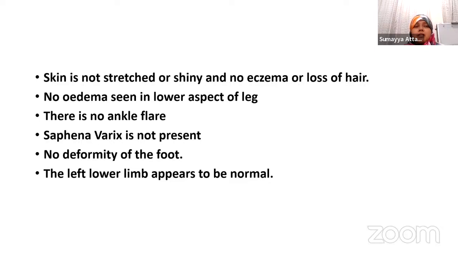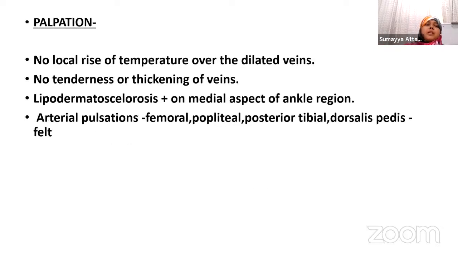There is no ankle flare. Saphena varix is not present. No deformity of the foot is seen. The left lower limb appears to be normal. On palpation, no local rise of temperature over the dilated veins, no tenderness or thickening of the veins. Lipodermatosclerosis is present on the medial aspect of the ankle region. Arterial pulsations, that is femoral, popliteal, posterior tibial, dorsalis pedis, are all felt.